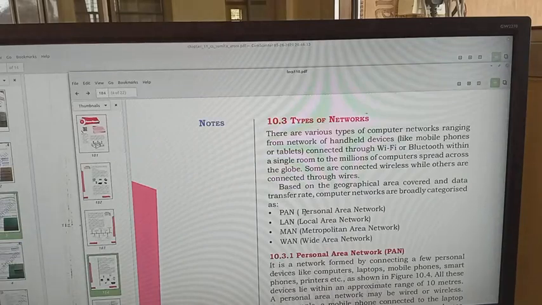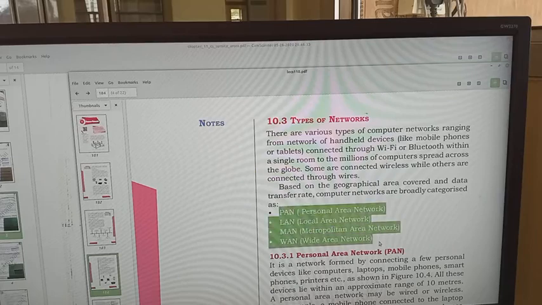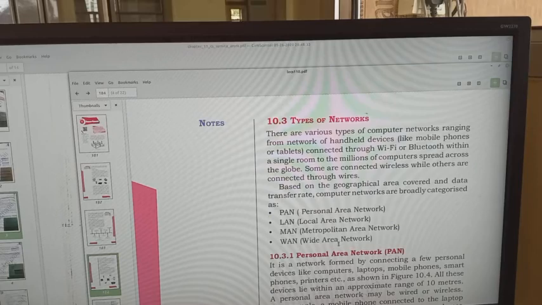So here, this is the NCERT textbook. Types of network: the first one is PAN, personal area network, second one is LAN, then MAN, metropolitan area network, and WAN, wide area network. In Sumita Arora it is only written as LAN and WAN, so you need to study these four also. You can start from here. Based on the geographical area covered and the data transfer rate, computer networks are broadly classified into four different types: personal area network, local area network, metropolitan area network and wide area network.